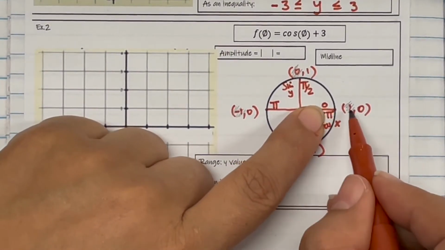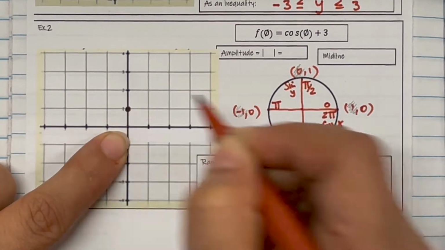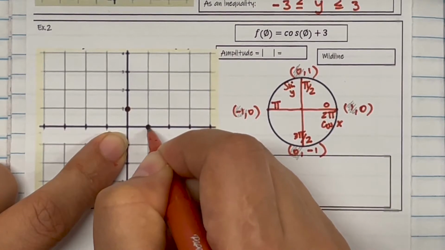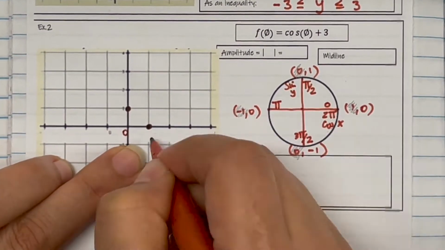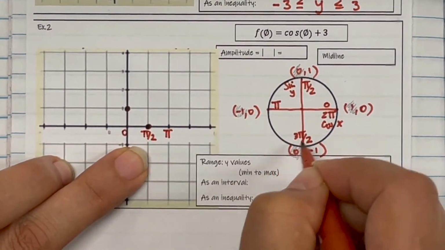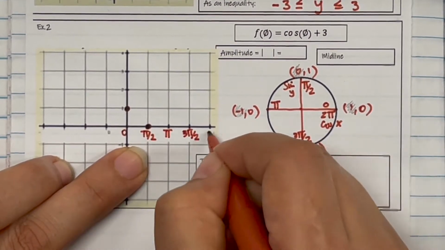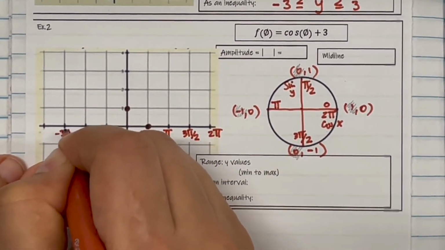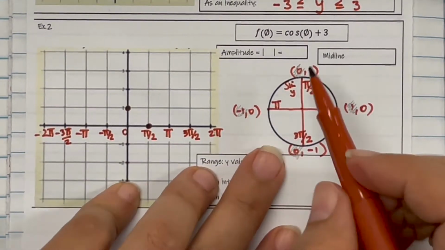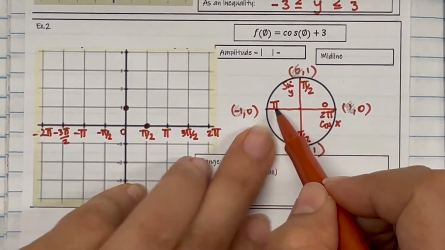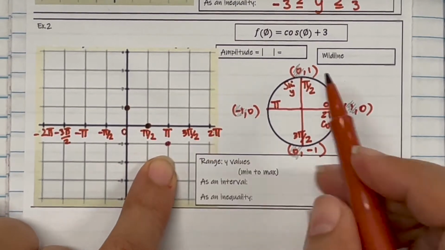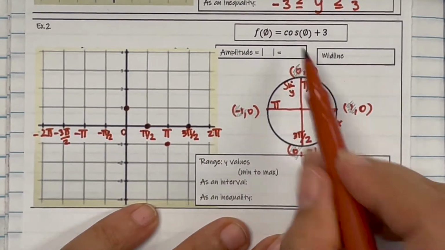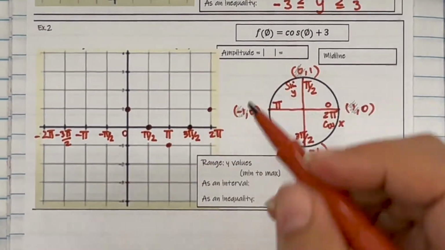Cosine of 0 is 1. So 0 is 1. Cosine of pi over 2 is 0. Pi over 2, oh, I guess I should label it. So it goes 0, just the quadrantal angles. Pi over 2, pi, 3 pi over 2, 2 pi, and negative on the other side. All right, so back to this. So cosine of pi is negative 1. So go to pi, negative 1. Cosine of 3 pi over 2 is 0. And finally, cosine of 2 pi is 1.